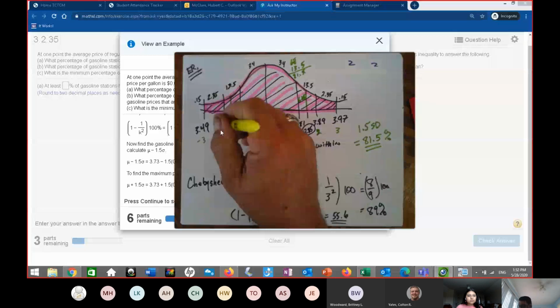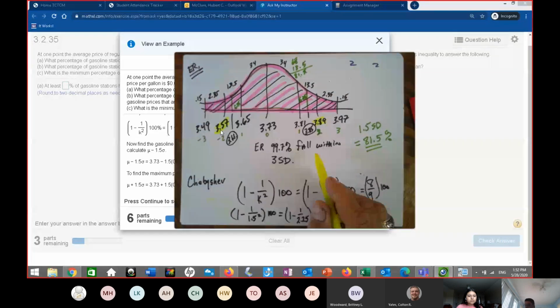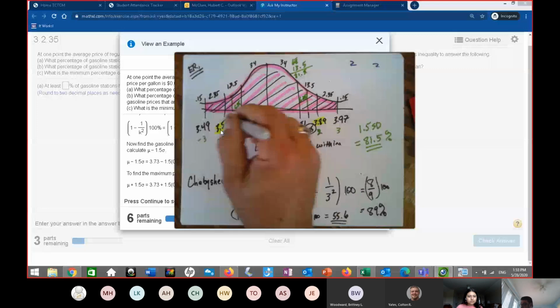357 and 389. Well, that's within 2 standard deviations. With the empirical rule, you just add up 13.5, 34, 34, 13.5. But with Chebyshev, that's going to be within 2 standard deviations, because this is 1, this is 2, this is 1, this is 2.